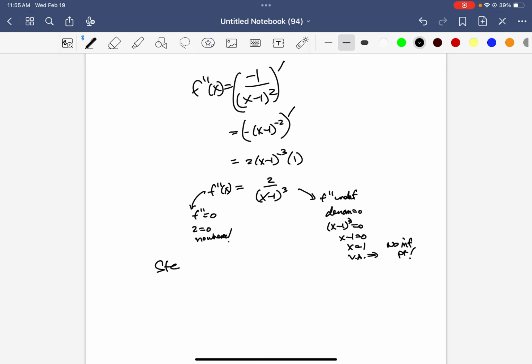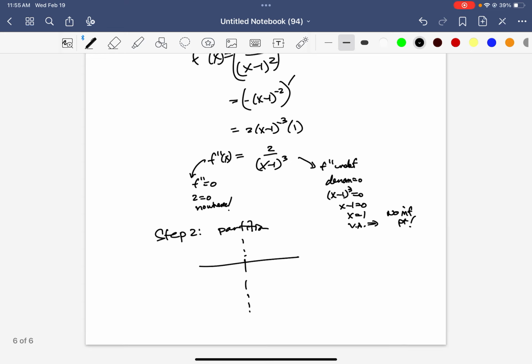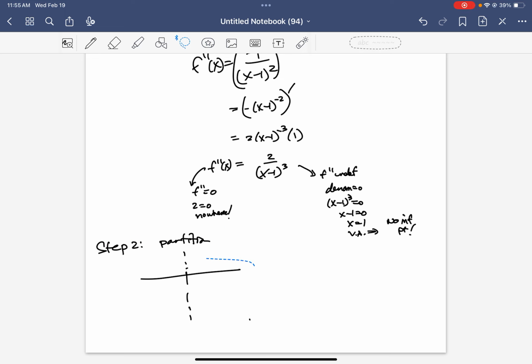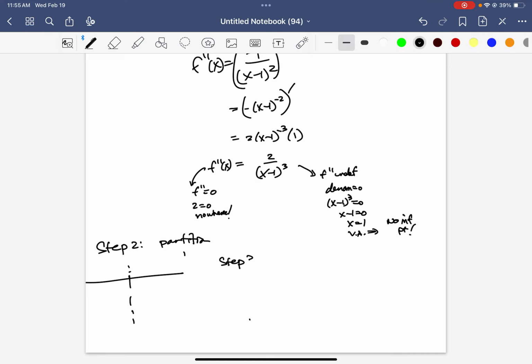Actually, no, sorry. I need to do step 2, which is partition. We'll show 1 as a vertical asymptote. And so step 3 is to chart. For charting on this one, I'm going to go from negative infinity to 1, and 1 to infinity.